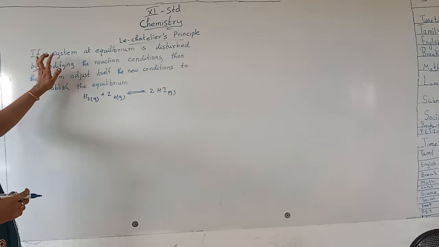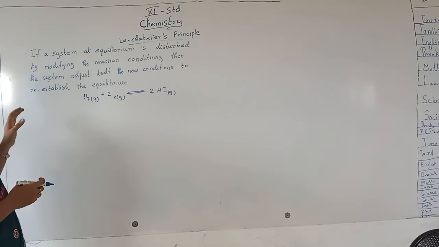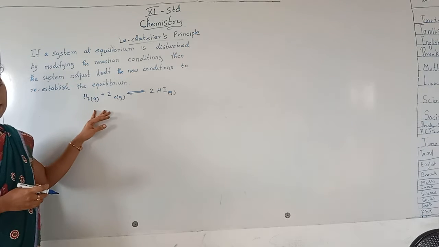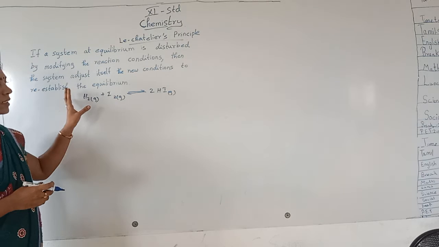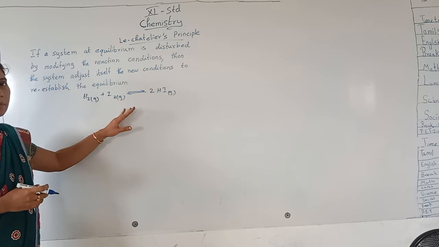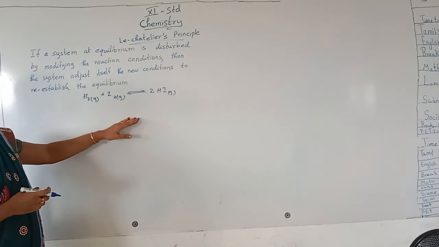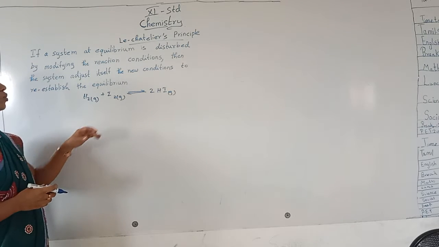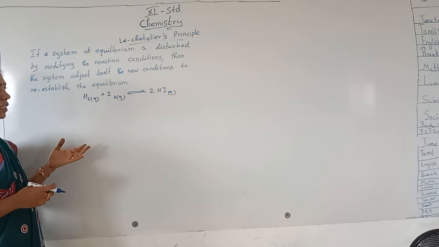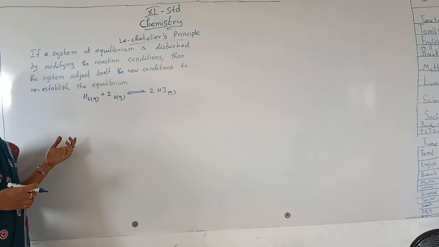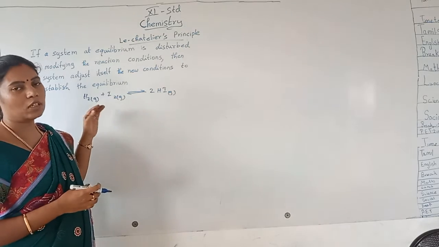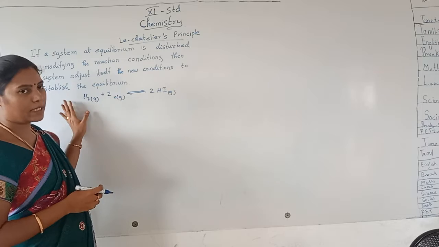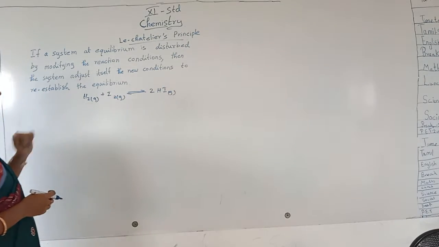If a system at equilibrium is disturbed by changing the reaction condition, then the system adjusts itself. The system means the equilibrium reaction. When it is disturbed, it adjusts itself to the new condition to re-establish the equilibrium. So this is the simple example, the formation of hydrogen iodide.